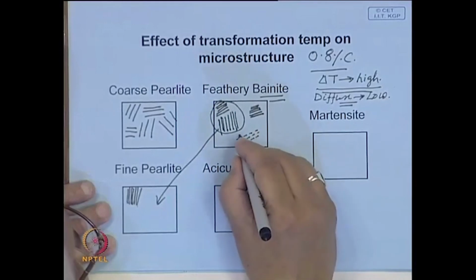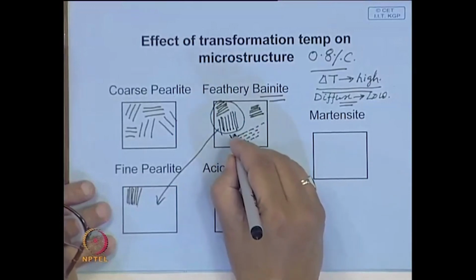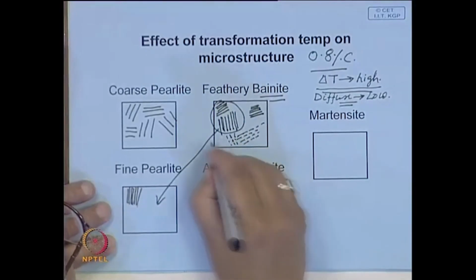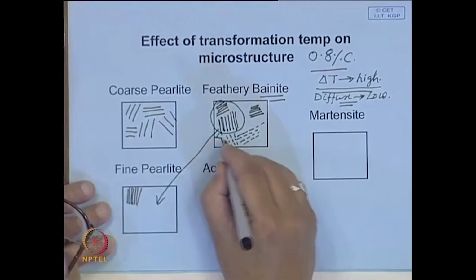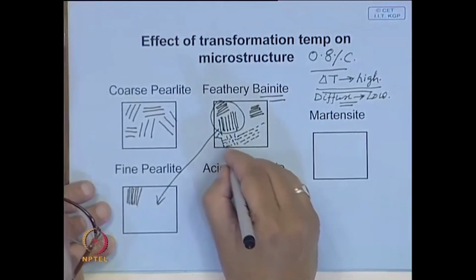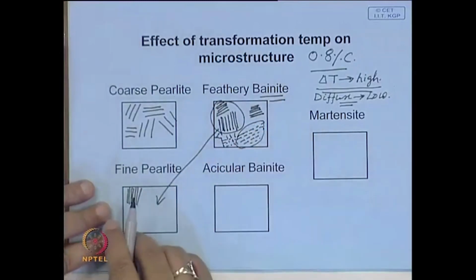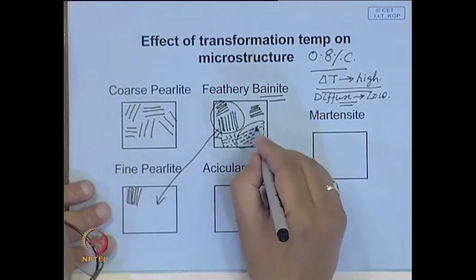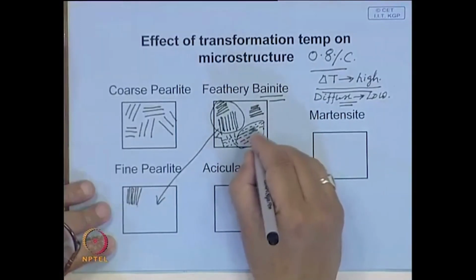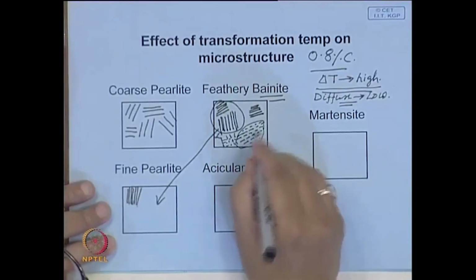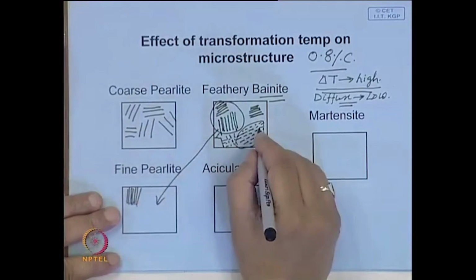So, you may have this kind of a structure. These platelets will all originate from nucleation at the grain boundary, and these plates will be very fine, and this will be impossible to see under optical microscope. So, you will have such fine broken platelets of cementite in ferrite matrix. So, this will be the structure, and since it is much finer than fine pearlite, it is stronger.